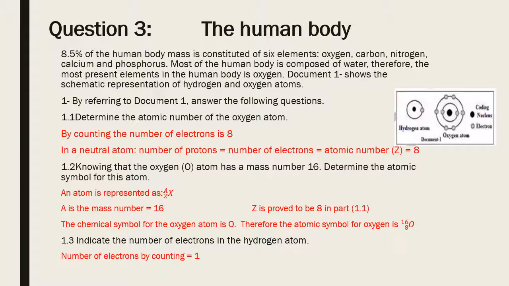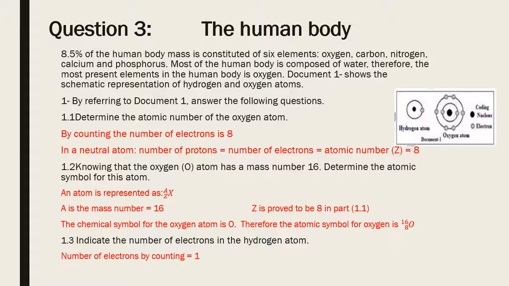Question 3, the human body. 8.5% of the human body mass is constituted of 6 elements: oxygen, carbon, nitrogen, calcium, and phosphorus. Most of the human body is composed of water. Therefore, the most present element in the human body is oxygen. Document 1 shows the schematic representation of the hydrogen-oxygen atoms. By referring to document 1, answer the following questions.